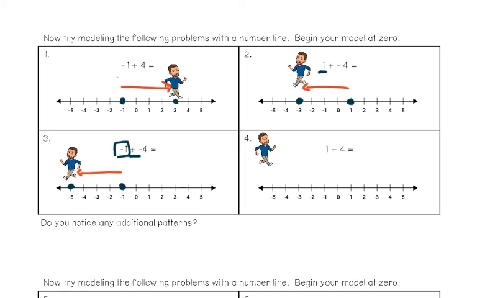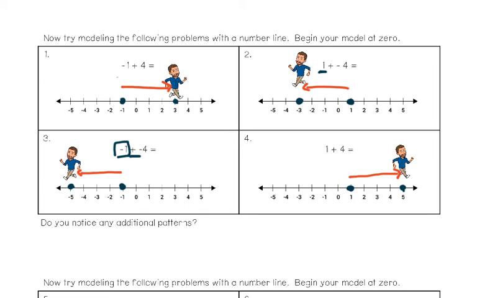And then that next one's pretty easy. So start at 1. You always start with the first number. And then it says keep going 4. So keep going: 1, 2, 3, 4. Now I'm at +5. So I went from 1 to the right 5.